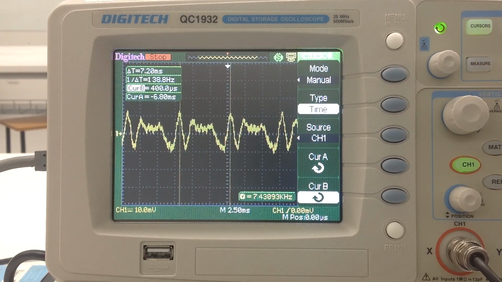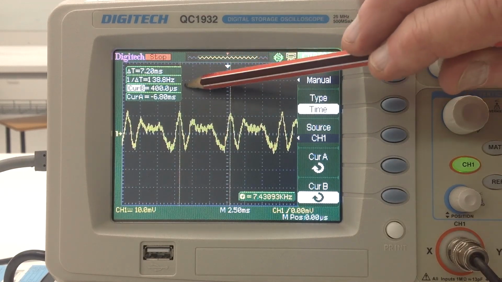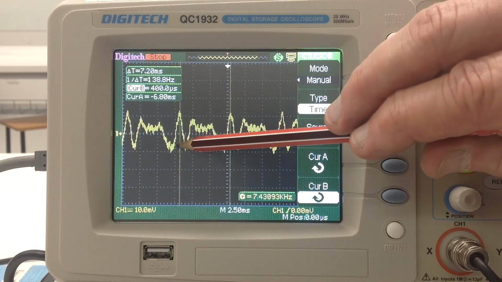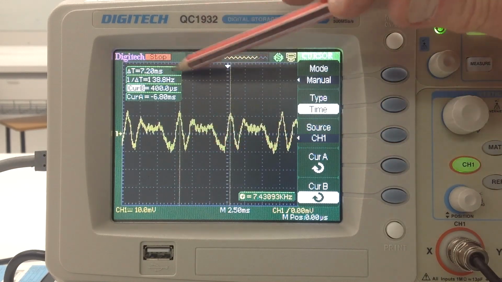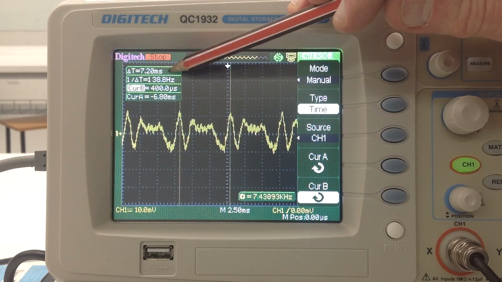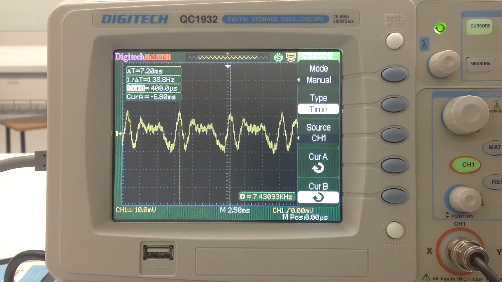And we can now read off the screen. The important thing, we're not really concerned with the absolute values of where cursor A and cursor B are. What we're interested in is the time from there to there. That time, 7.20 milliseconds. 7.20 by 10 to the minus 3 of a second.